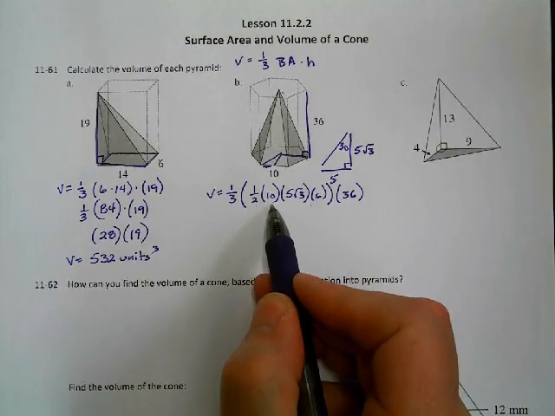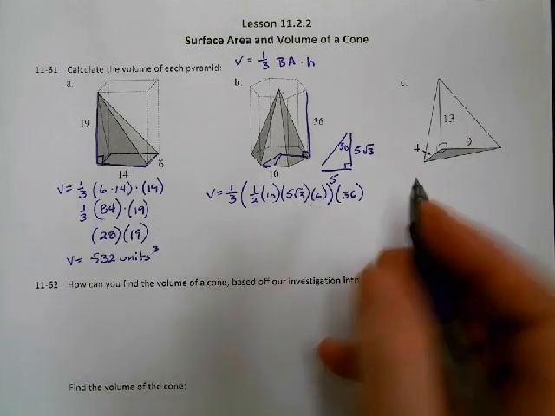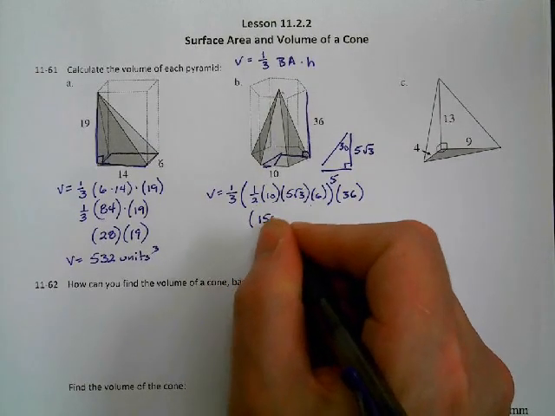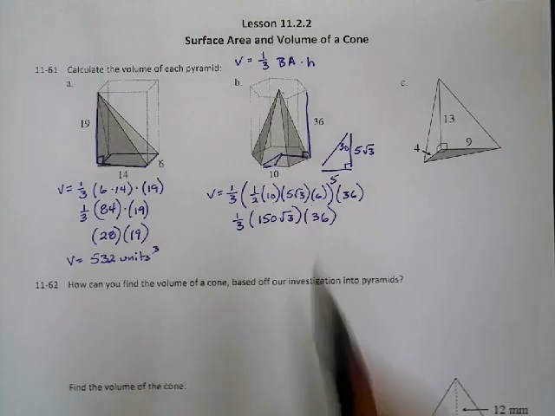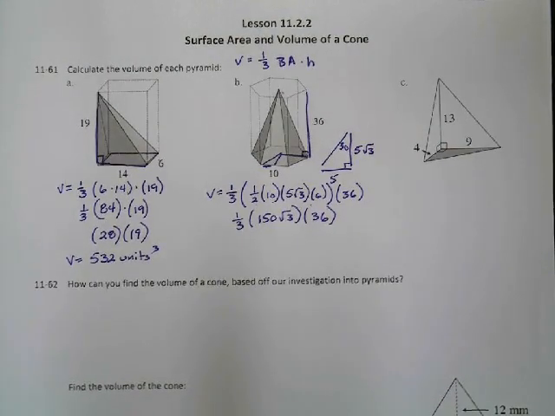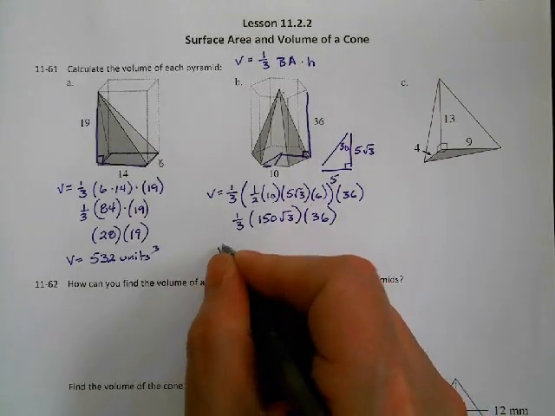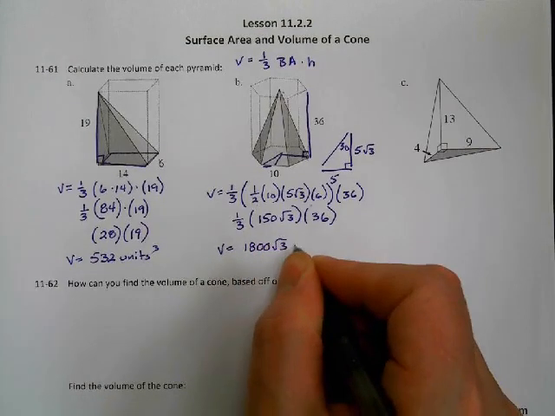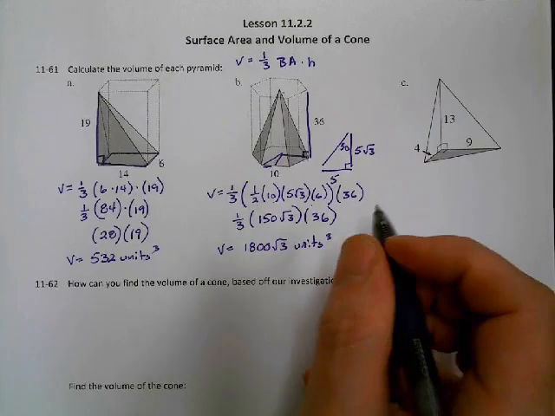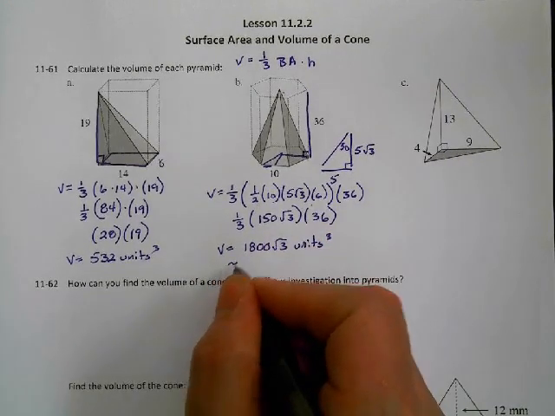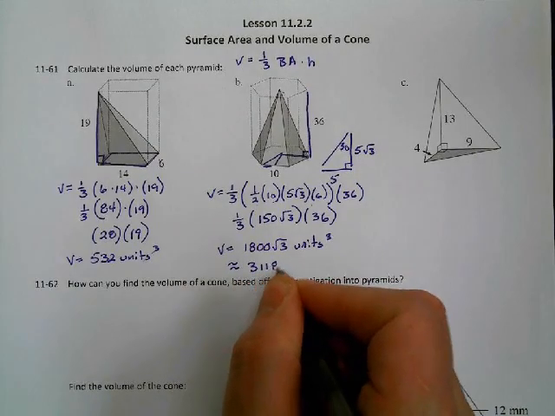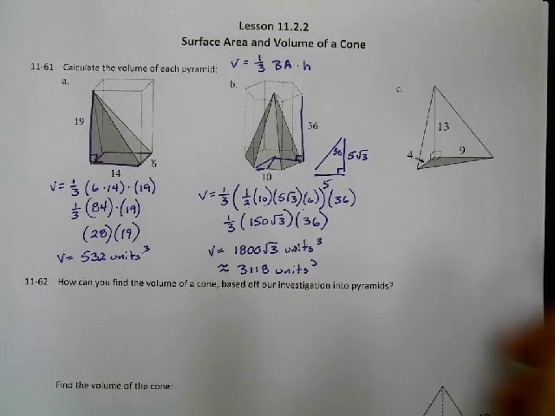All right, 1/2 of 10 is 5. 5 times 5 is 25. 25 times 6 is 150. So there's the base area. So 1/3 of 150 is 50. And 50 times 36, 1,800. So we get a volume of 1,800√3 units cubed, not squared. That's the exact answer. If we wanted to find out what that was approximately, the approximate answer ends up being about 3,118 units cubed.